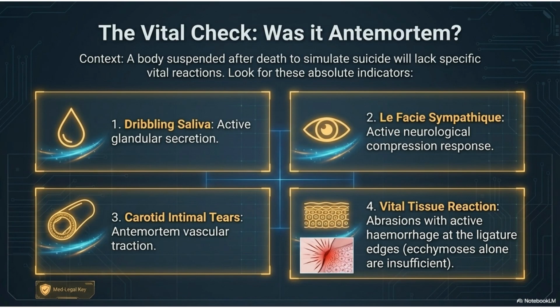To determine if death was antemortem, look for vital reactions. Indicators include dribbling saliva, the lymphasie sympathique neurological response, carotid intimal tears from antemortem vascular traction, and a vital tissue reaction showing abrasions with active hemorrhage at the ligature edges.